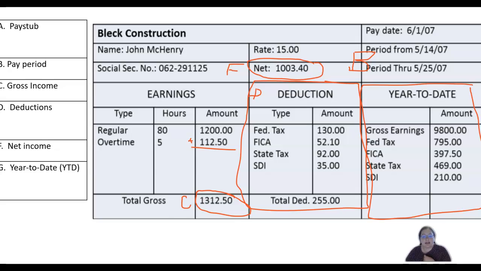You'll notice on each of the pay stubs you do in your homework today that they're a little bit different, so you have to look around and find the net amount. So John is going to see a check for $1,003.40, and that's what he's going to use to make his budget for his personal expenses. And then finally, we talked about the year-to-date. We can see the year-to-date totals over here.